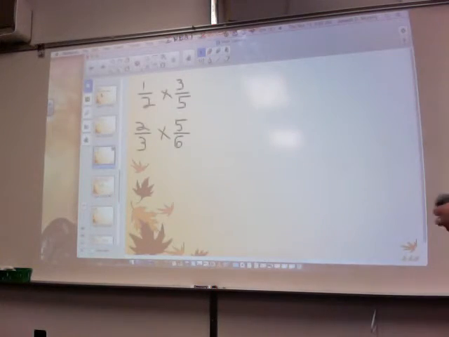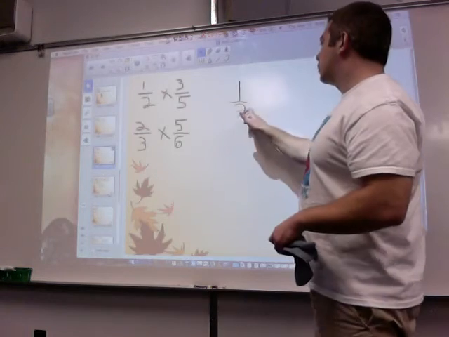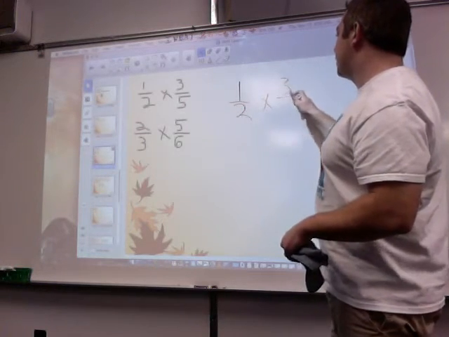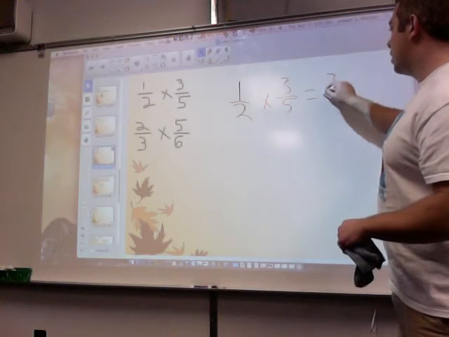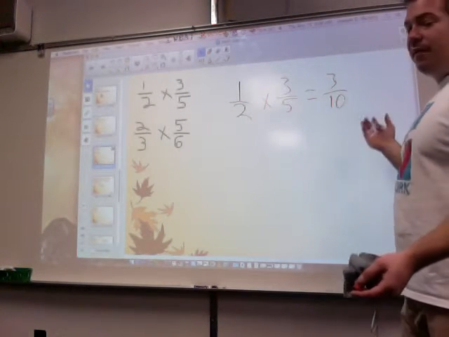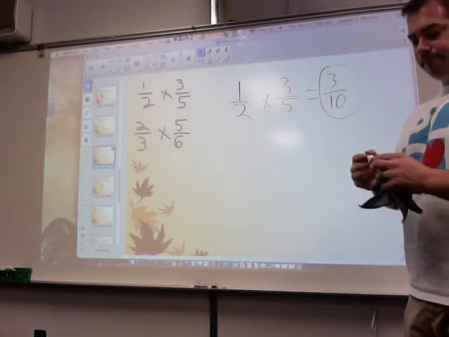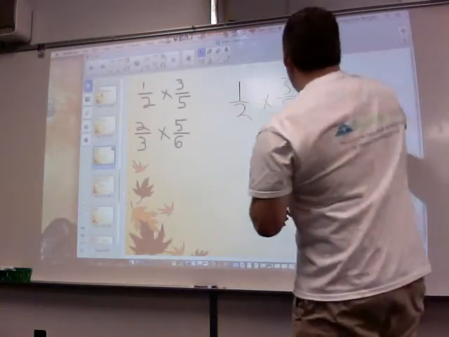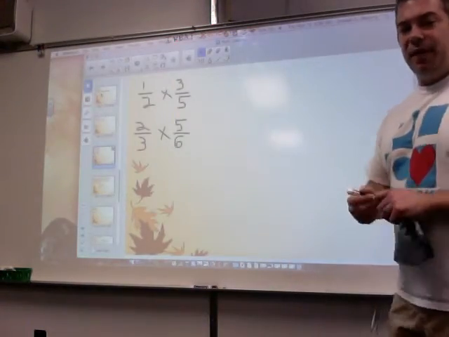Let's take a look at two other examples. I have 1/2 times 3/5. 1 times 3, simply 3. And 2 times 5, my denominators, equals 10. These don't have any common factors, so my answer is 3/10. When we move to the next example, there will be common factors, so we will have to simplify.